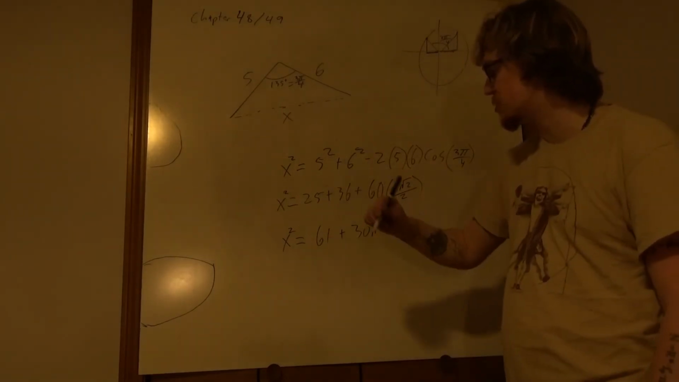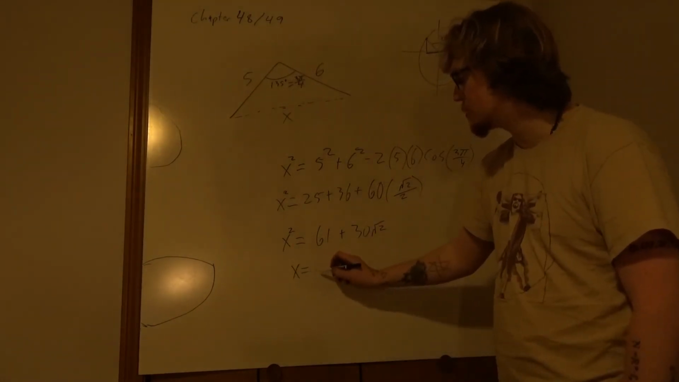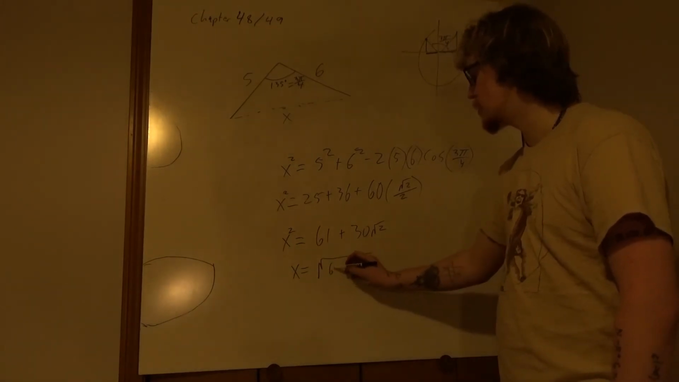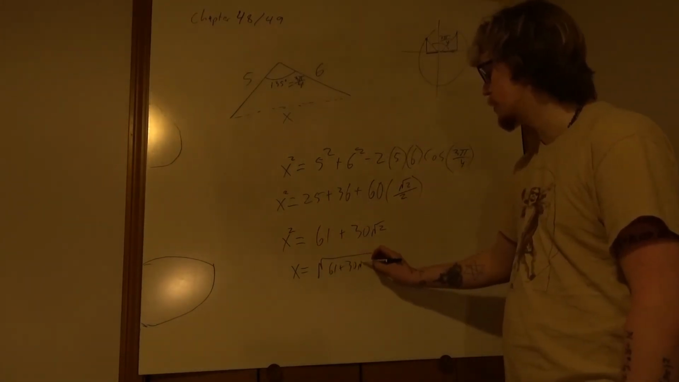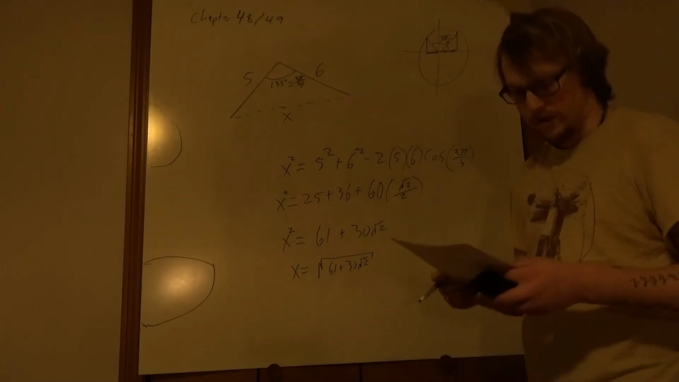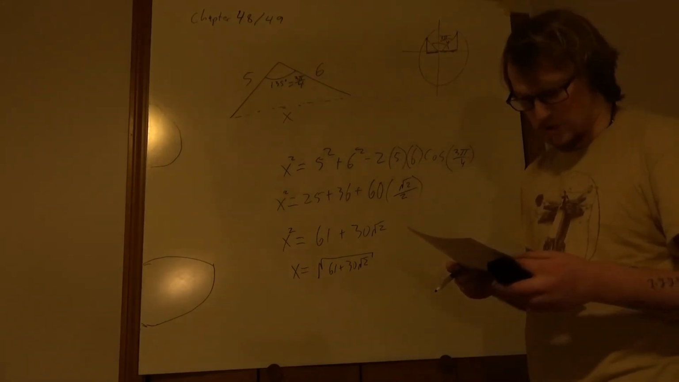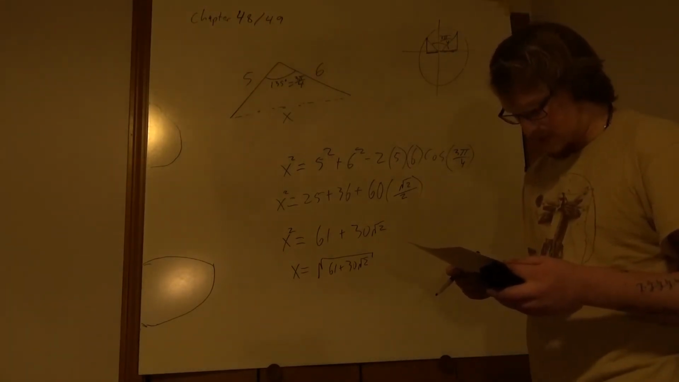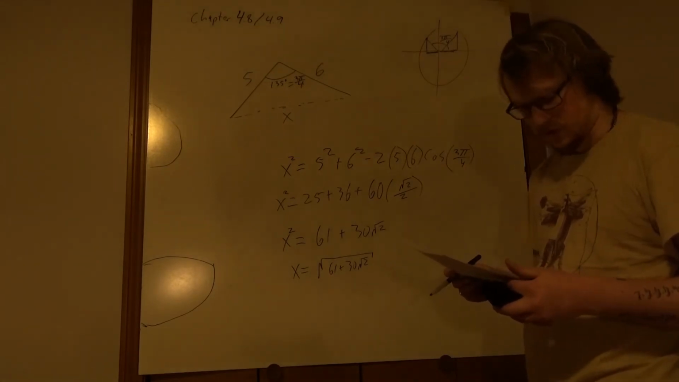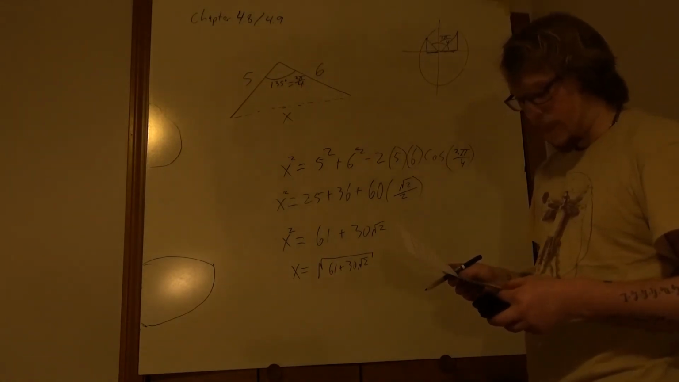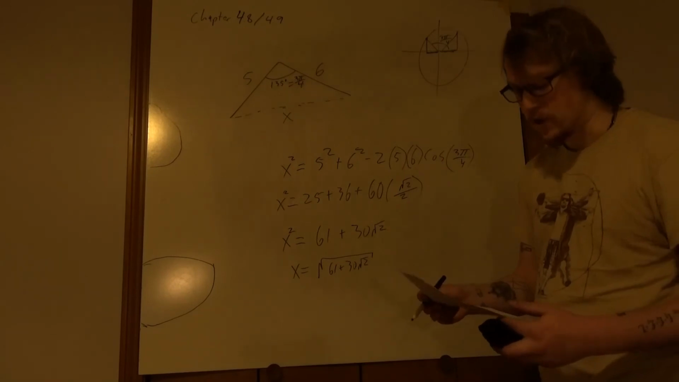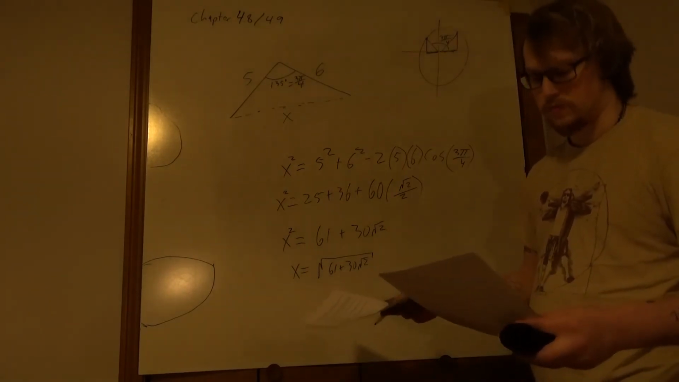And now we have to take the square root of this. So x is going to be the square root of 61 plus 30 times the square root of 2. I think in the notes I don't actually go that far. I think I messed up. Yeah, I mess up and don't take the square root. But, I mean, you might notice it and just scoff at me and my stupidity.